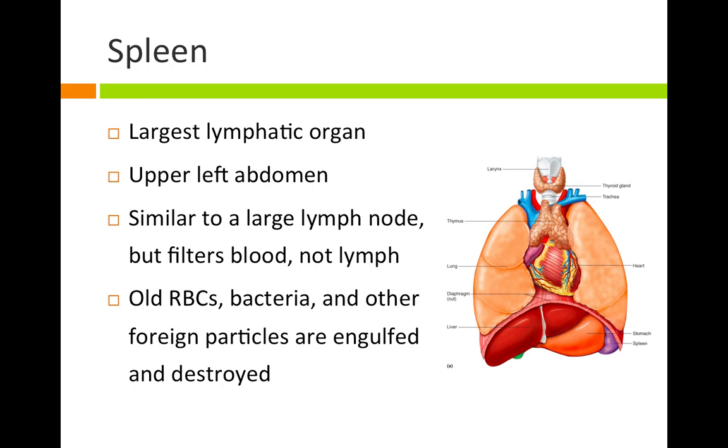You'll also perhaps have heard that when someone has mononucleosis, or mono, their spleen becomes enlarged. After they've recovered from mono, their spleen has to go back down. That's because it's working harder to engulf and destroy the foreign particles that were in the body.